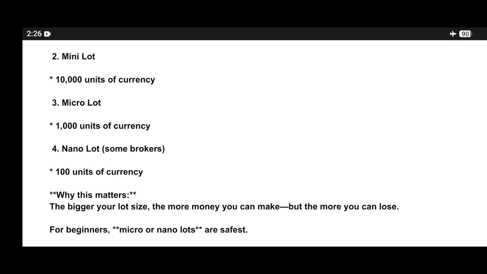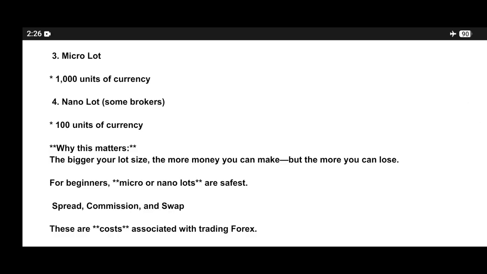So why does this matter? The bigger your lot size, the more money you can make, but the more money you can lose. Are you getting me? For beginners, micro or nano lot sizes are safest.